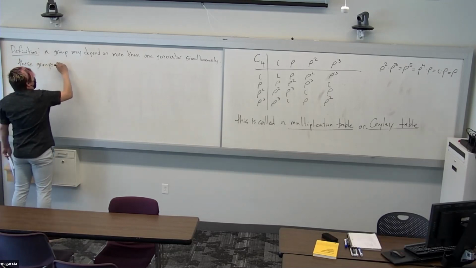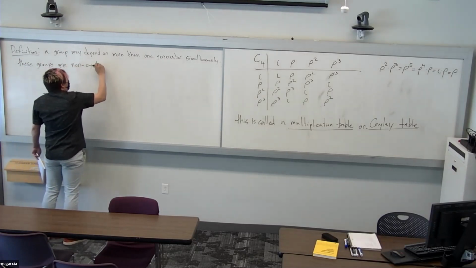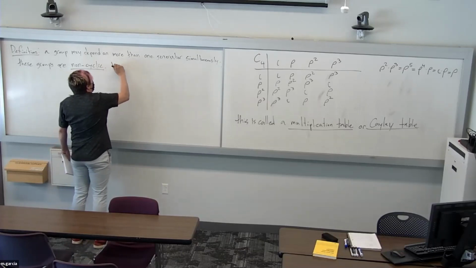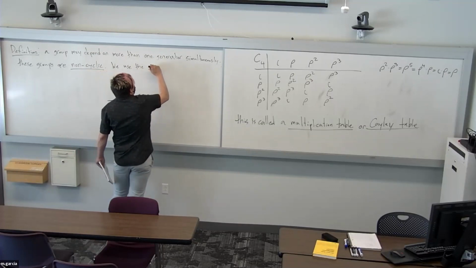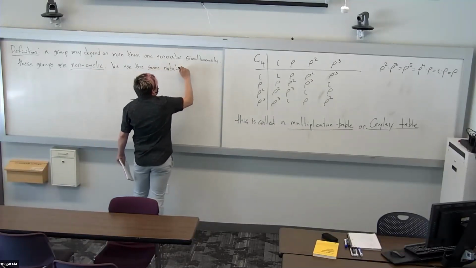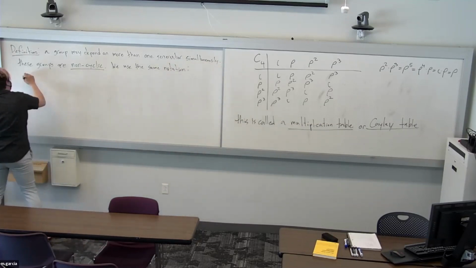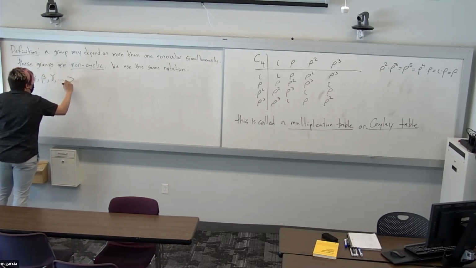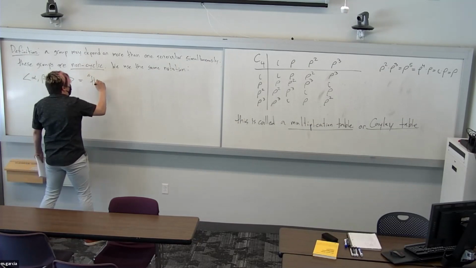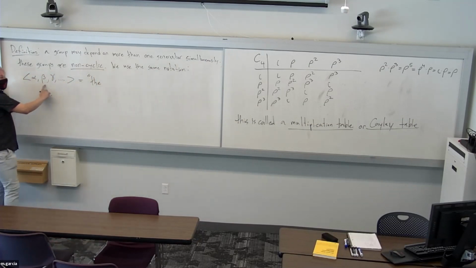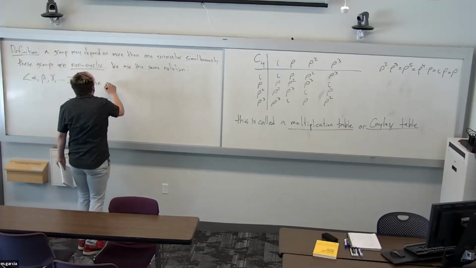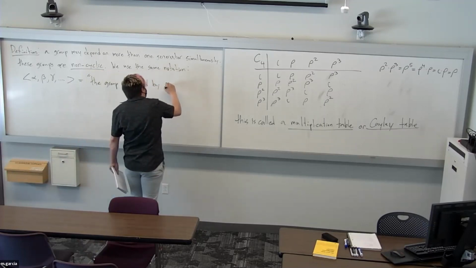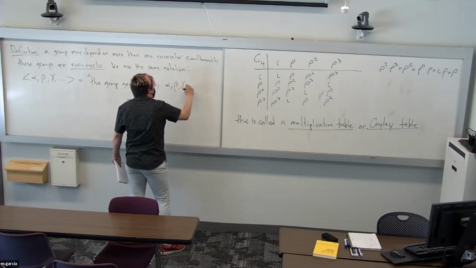These groups are non-cyclic. But we use the same notation that is, these angle brackets and just parentheses separating transformations is notation for the group generated by alpha, beta, gamma, so on and so forth.